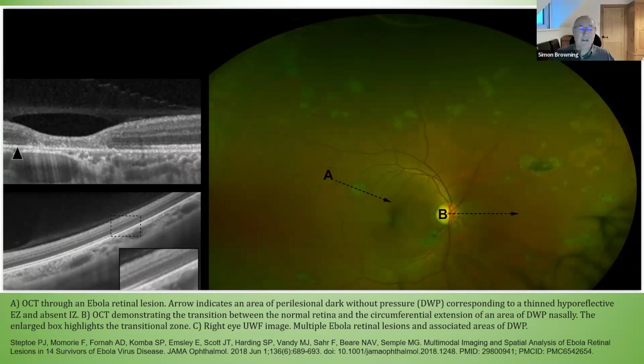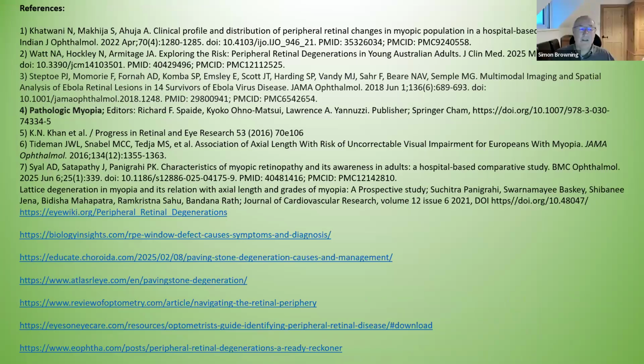So that's quite an interesting one to finish on. Lots of references to tonight's lecture and lots of things there for you to go away and read as well. There's so much that goes on in the periphery, but I wanted to major a lot on myopia tonight because so many of these degenerations you will see will be associated with your growing population of myopic patients as well. So do help yourself to those as well.